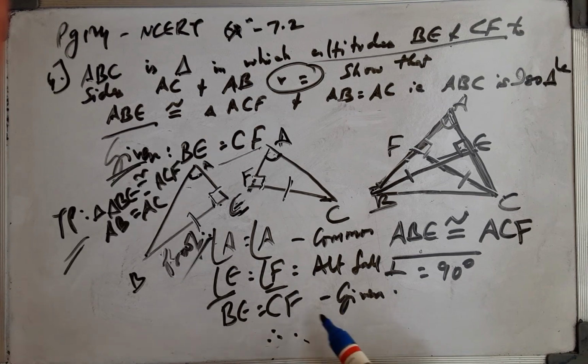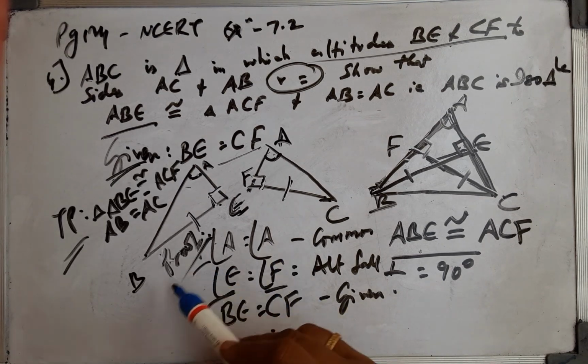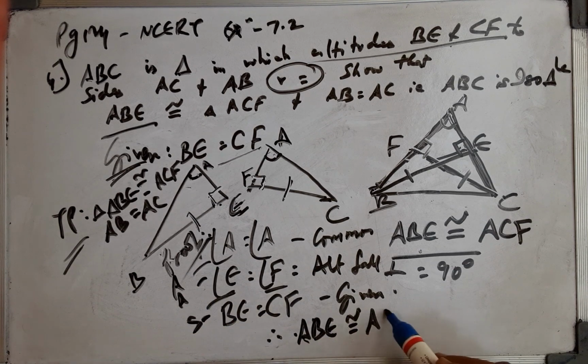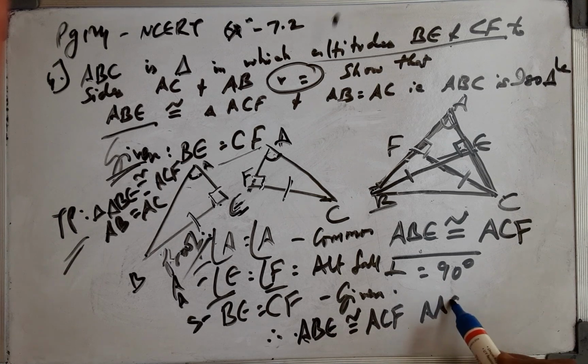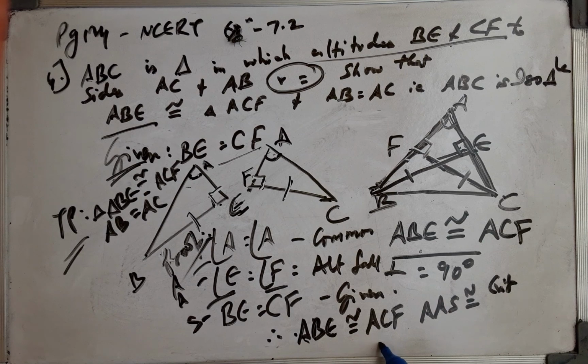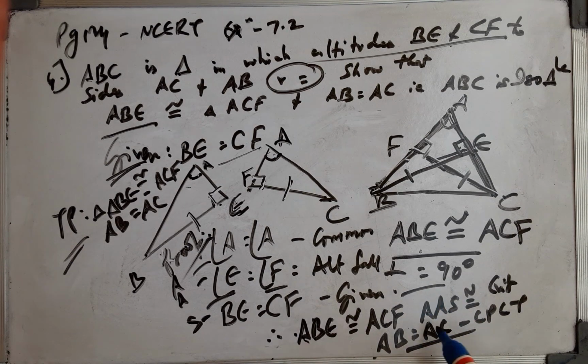Therefore, since these three things, angle, angle, side congruency, have been achieved, triangle ABE is congruent to triangle ACF by the AAS congruency criterion, and the fallout of this is AB equals AC by CPCT, hence proved.